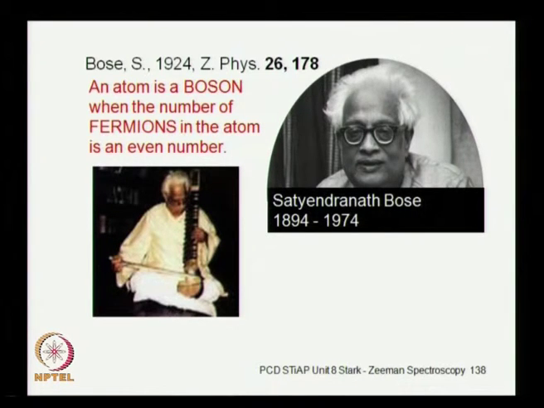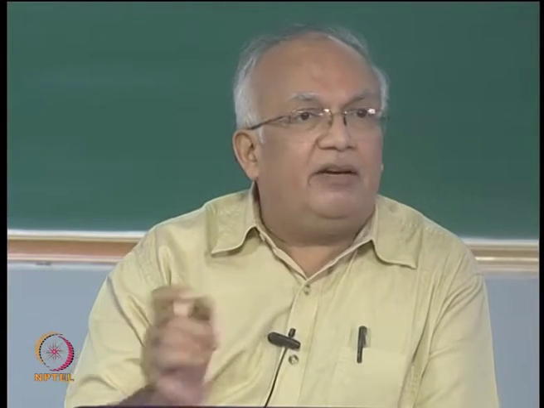So this is a completely new kind of phase, and you can achieve Bose-Einstein condensation, which was predicted by Satyendranath Bose in his very famous article, and you can then get a Bose-Einstein condensate of atoms. But of course the atom has to be a boson for that, and an atom is a boson if the number of fermions in the atom is an even number. So that is the criterion to get a Bose-Einstein condensate.